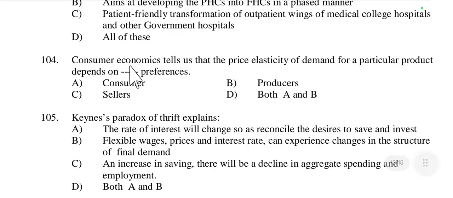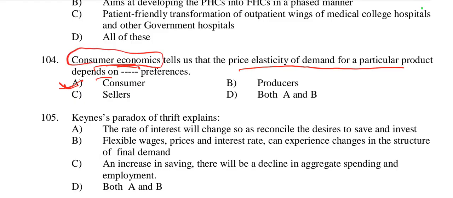Then next question, consumer economics tells us that the price elasticity of demand for a particular product depends on dash preference. So in consumer economics, the price elasticity of demand for a particular product depends on the dash preference: consumer, producer, seller. It comes under the consumer's preference, because here in consumer economics the price elasticity of demand for a particular product depends on the consumer's preference. So option number A is the right option.